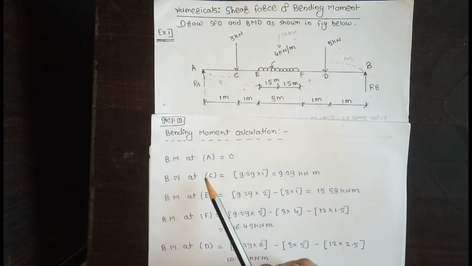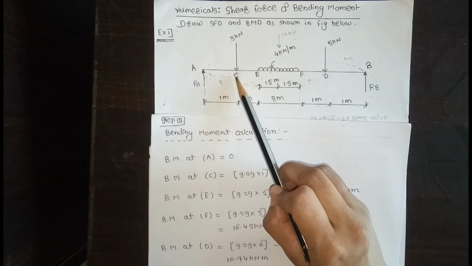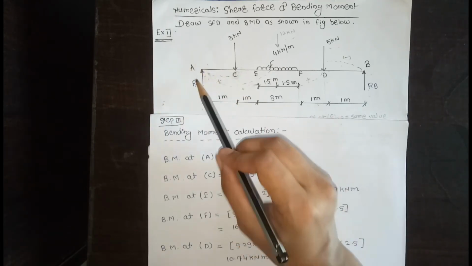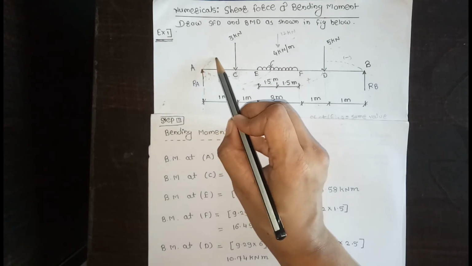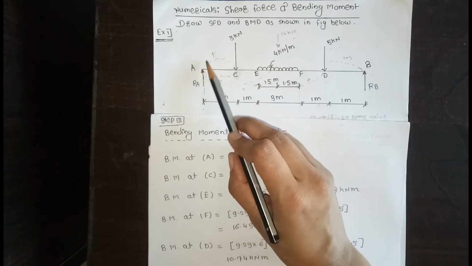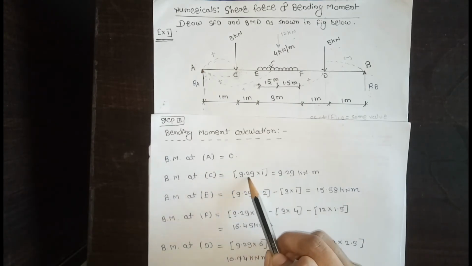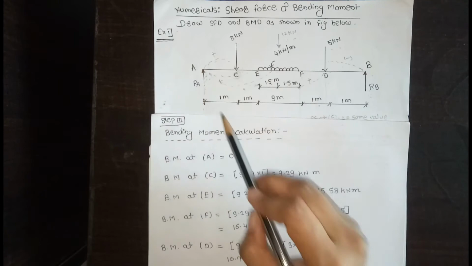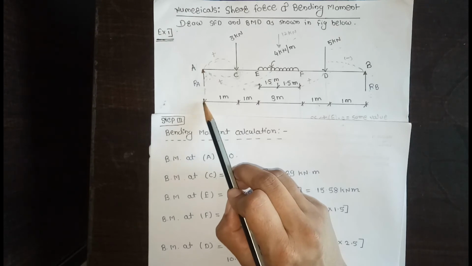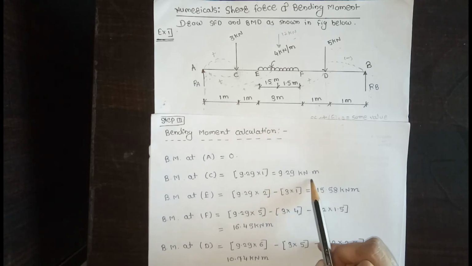Okay, so bending moment at point C. First of all, how many forces act in the left section at point C? Only one force. So this force decides the rotation. This is clockwise, and clockwise moment is taken as positive direction. So plus 9.29, RA. 9.29 into the perpendicular distance 1 meter, is equal to 9.29 kilonewton meter.